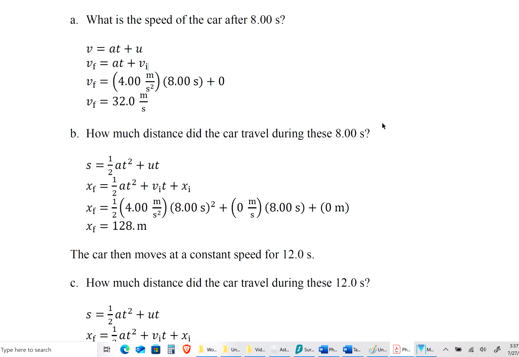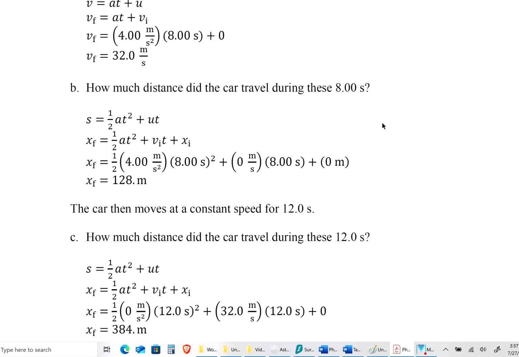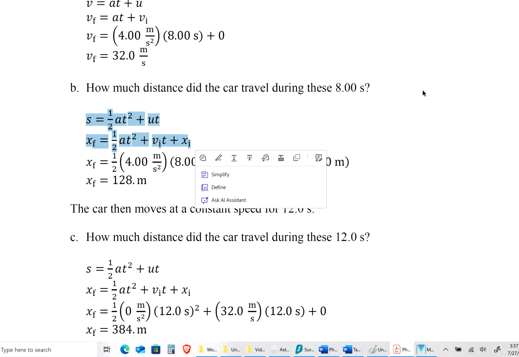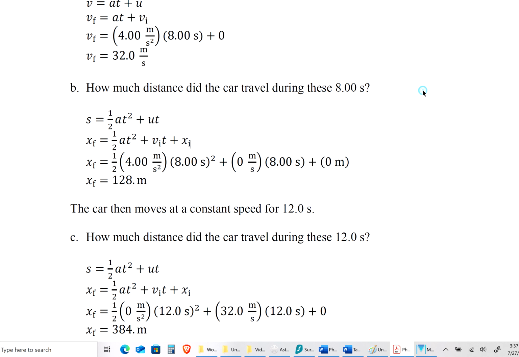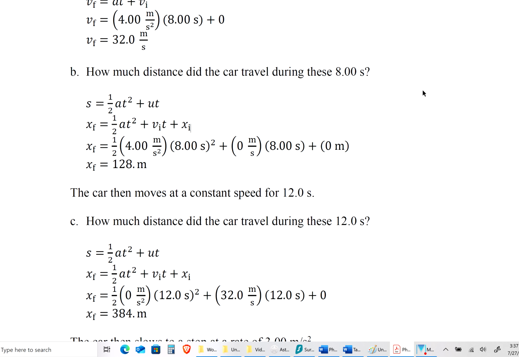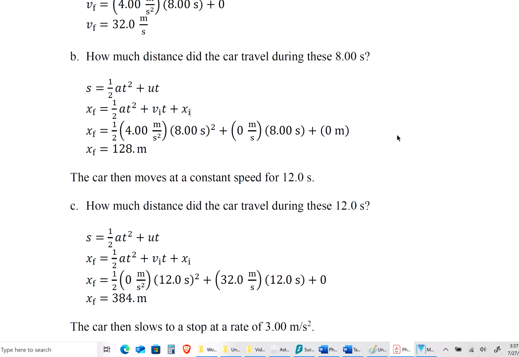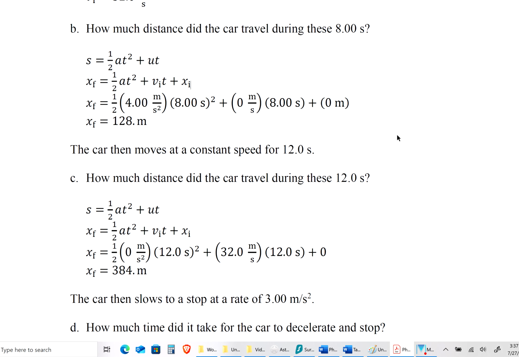Part B, how much distance did the car travel during these 8 seconds? Take a look at these two equations. S is the change in displacement. S is equal to S final minus S initial. A is acceleration, T is the duration of time, U is initial velocity. The car then moves at a constant speed for 12 seconds.